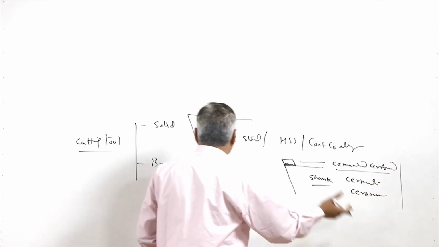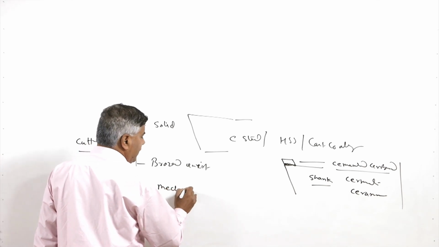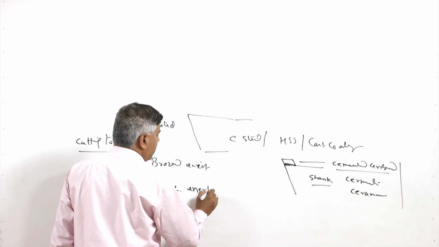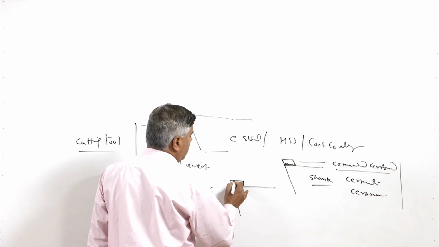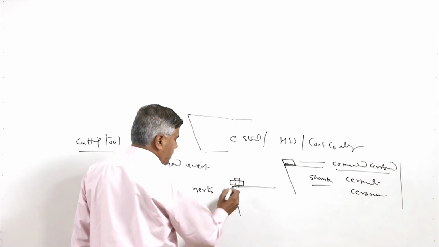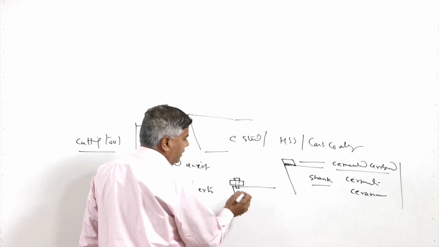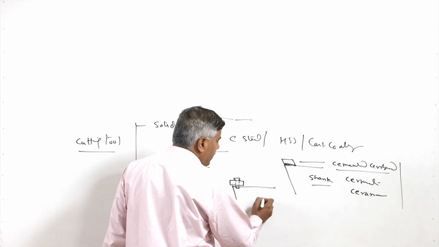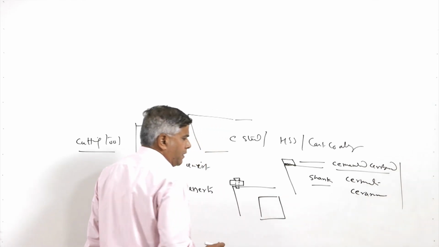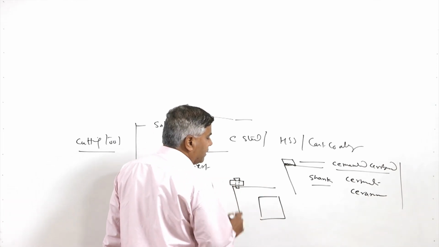So, these are the tool materials which are used for making the brazed inserts as well as the mechanically held inserts. Here, in the shank and the insert, there will be a through hole, and a mechanical arrangement like a nut is used for holding the insert with the shank. Since the inserts have a number of cutting edges, once one cutting edge fails, then another cutting edge is brought into action by indexing.